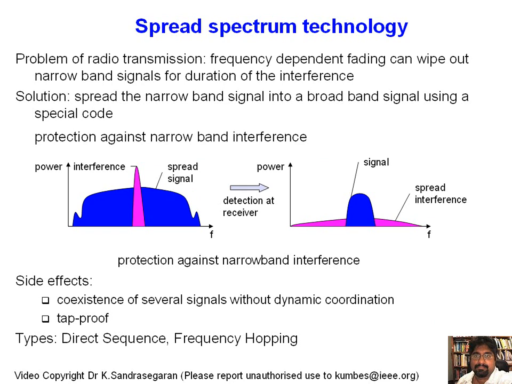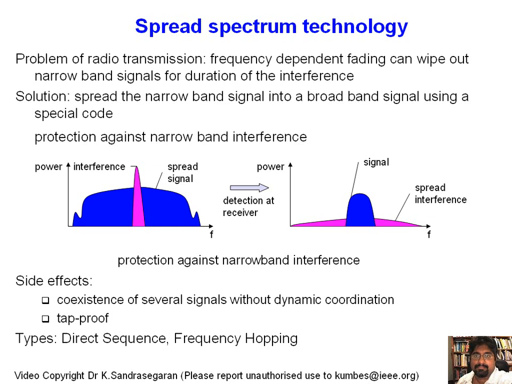Okay, the next thing that we are going to look at, the last thing that we're going to look at today, is spread spectrum. Now, the idea behind spread spectrum is that it essentially takes a narrowband signal and spreads it, or puts the signal across a very wide band of frequencies.